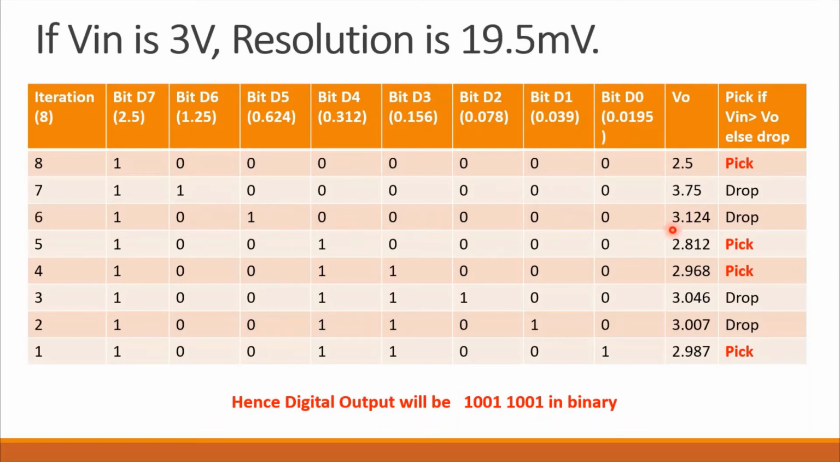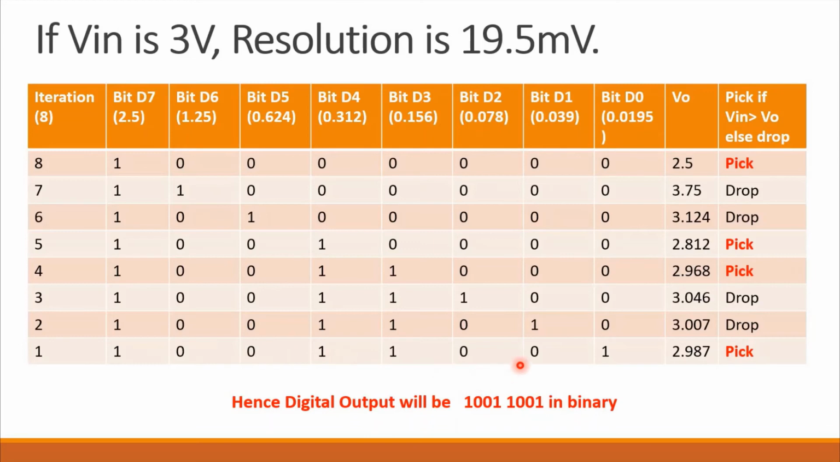That way, again the calculation 3.124, it is also greater than 3. So this bit also gets dropped. Then in the next iteration, this bit gets raised. That way it is get calculated. Now it is 2.812, so it has to pick. So in next instruction, it remains same. Then next bit raised high, again calculate summation. It is also less than 3, so it remains there. So that way it is followed, and finally when 8 iterations are done, so what is the number you've got?